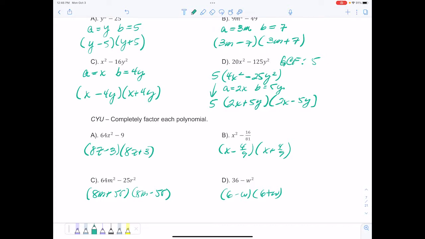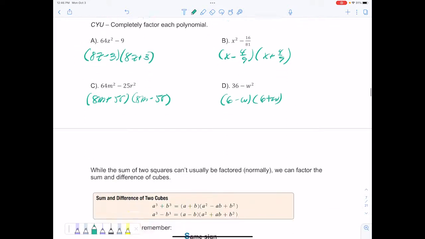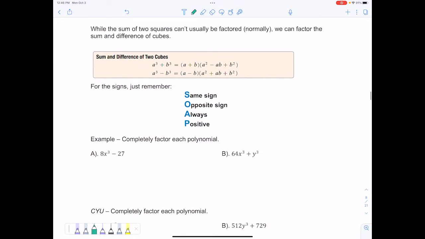We only have one more type of factorization to do, and this is called a sum and difference of two cubes. So when we're dealing with cubes, we just finished talking about squares. Cubes are numbers you can take the cube root of. Like 1 is a perfect cube because 1 times 1 times 1 is 1. 8 is a perfect cube because the cube root of 8 is 2, because 2 times 2 times 2 gives you 8.